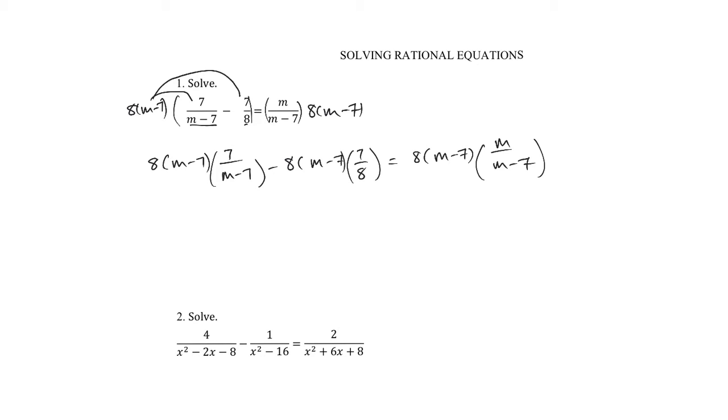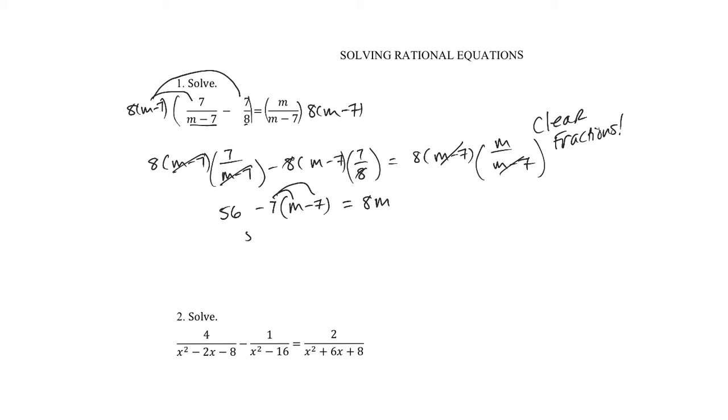Okay, now notice that we can start simplifying a little bit here. My 8s can divide out, anything divided by itself is 1, so that just simplifies to m minus 7 times 7. I'm going to put that out in the front. And then my m minus 7s divide to 1, so on the right side I've got 8m. And then I just have a nice linear equation that I can solve, okay? So the big idea is clear fractions.